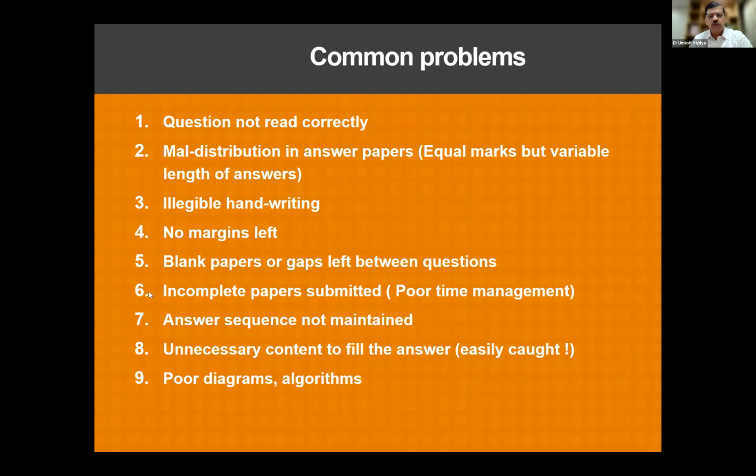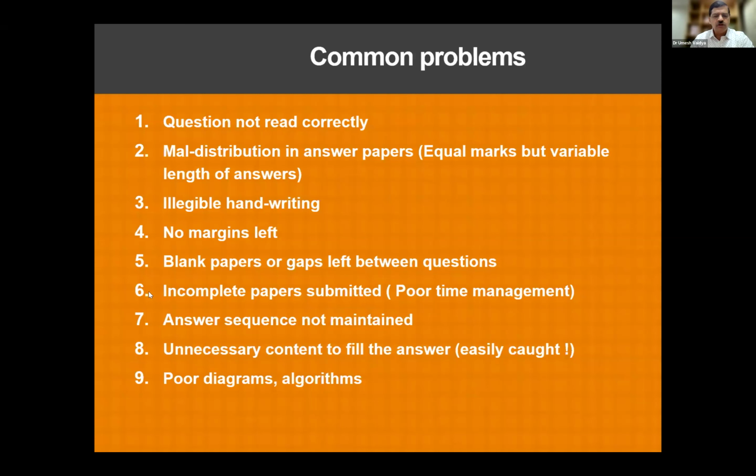Handwriting is a very big issue. I'll show you some examples. We were taught in school that leave a margin when you write something. Many students don't leave any margin left. There are sometimes blank papers or gaps left between questions. We see a lot of incomplete papers, which means poor time management.